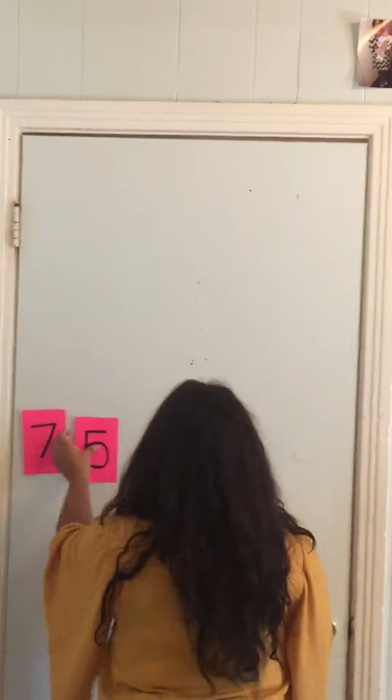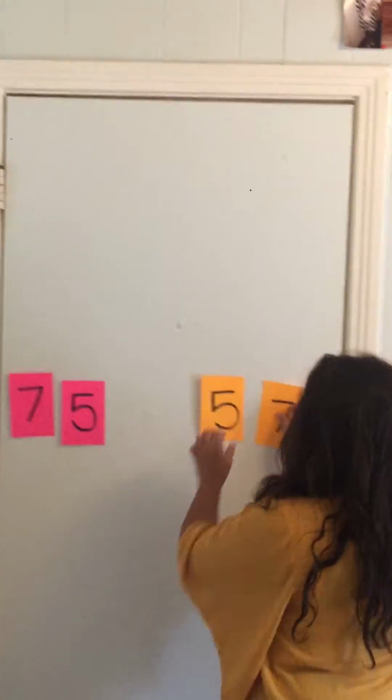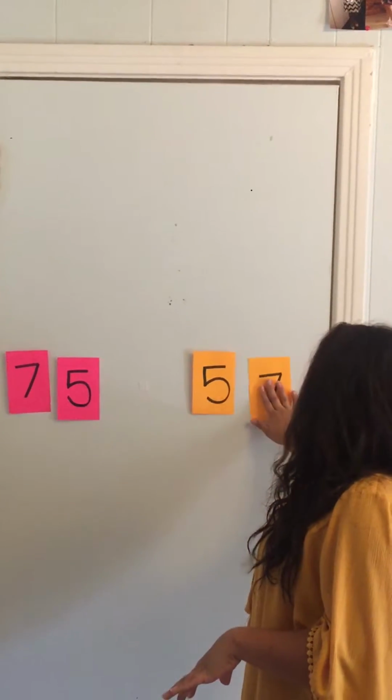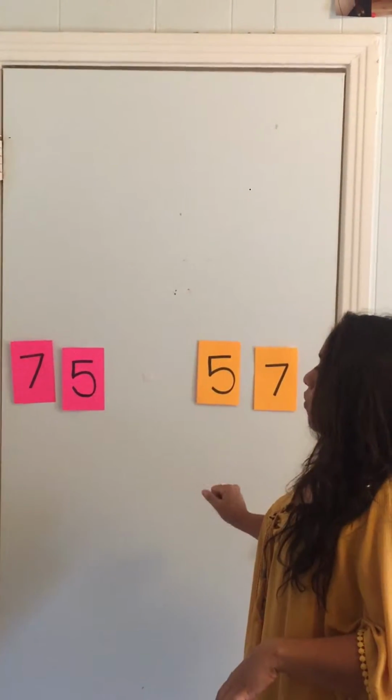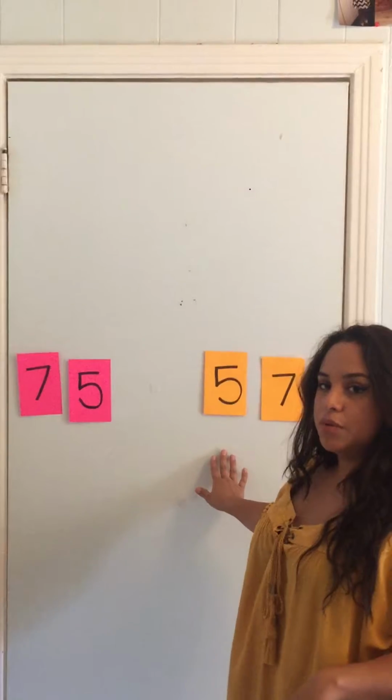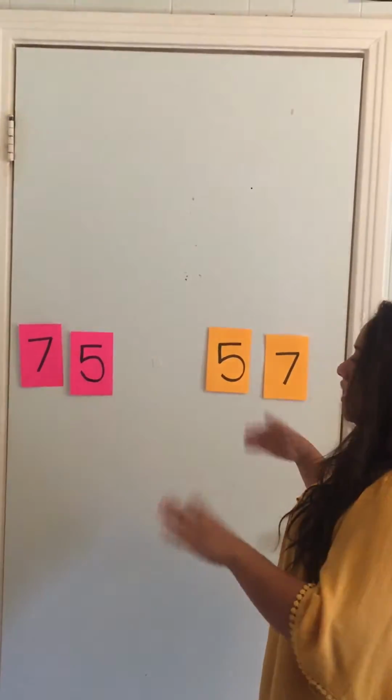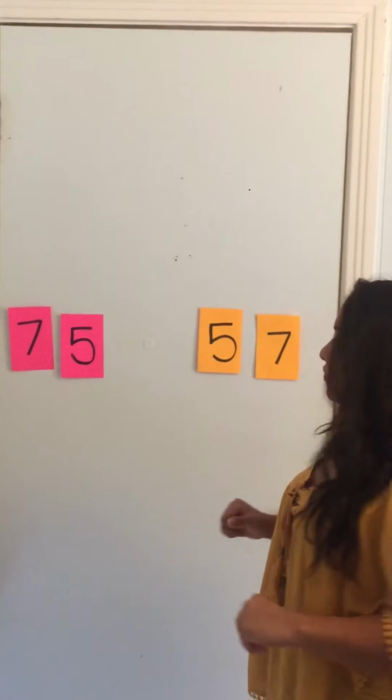So, for example, we're going to take the numbers 7 and 5. There are two ways in which you can write this: 75 and 57. So looking at these numbers, students will have to figure out what number goes in the tens spot and what number goes in the ones spot in which they arrange themselves to create the greater number.